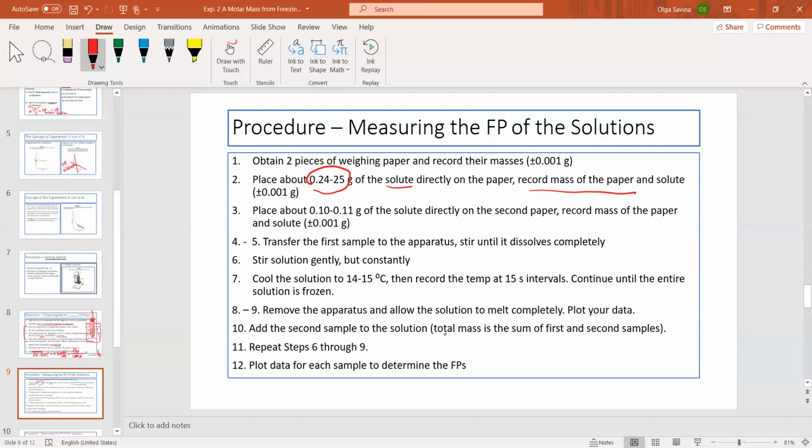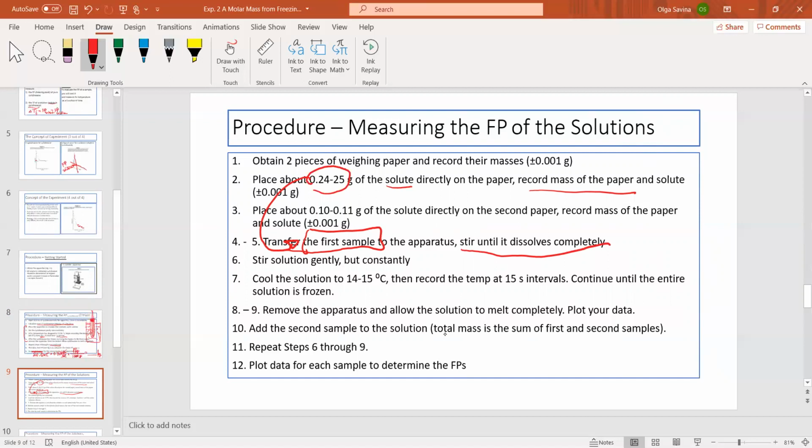Second, we will place about 0.11 grams of the solute directly on a second paper. Record the mass of the paper and solute. By subtracting masses, we will find the masses of our samples. So then we have to transfer our first sample, which is 0.25 grams, to the apparatus and stir it until it dissolves completely.